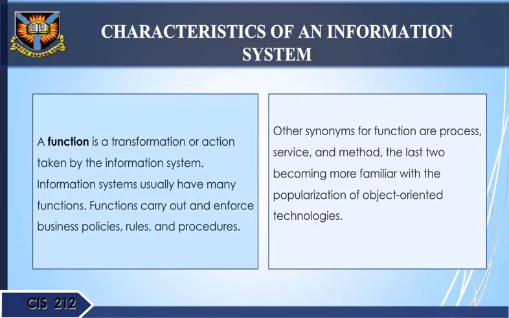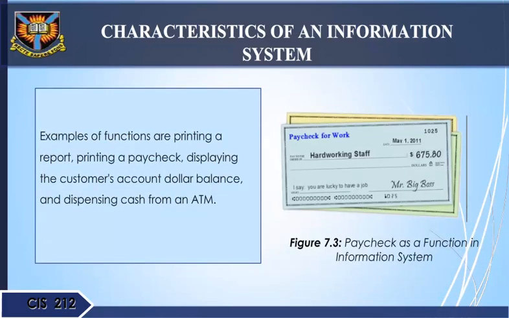A function is a transformation or action taken by the information system. Information systems usually have many functions. Functions carry out and enforce business policies, rules, and procedures. Other synonyms for function are process, service, and method, the last two becoming more familiar with the popularization of object-oriented technologies. Examples of functions are printing a report, printing a paycheck, displaying the customer's account dollar balance, and dispensing cash from an ATM.